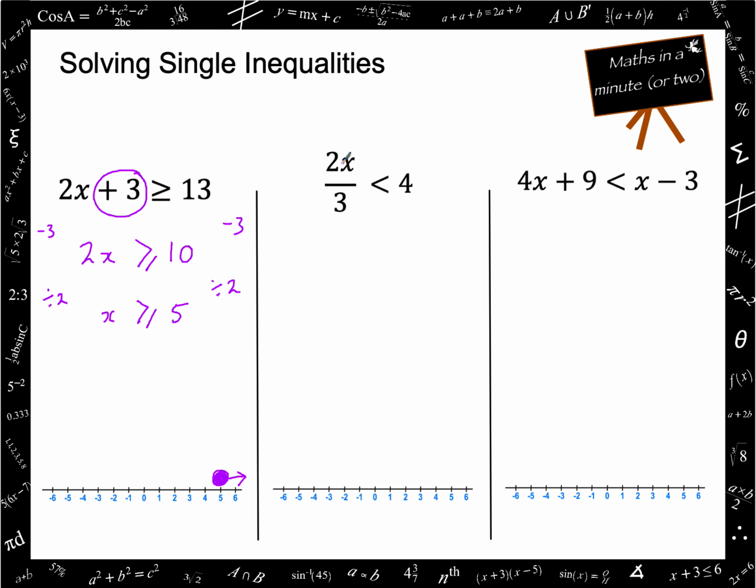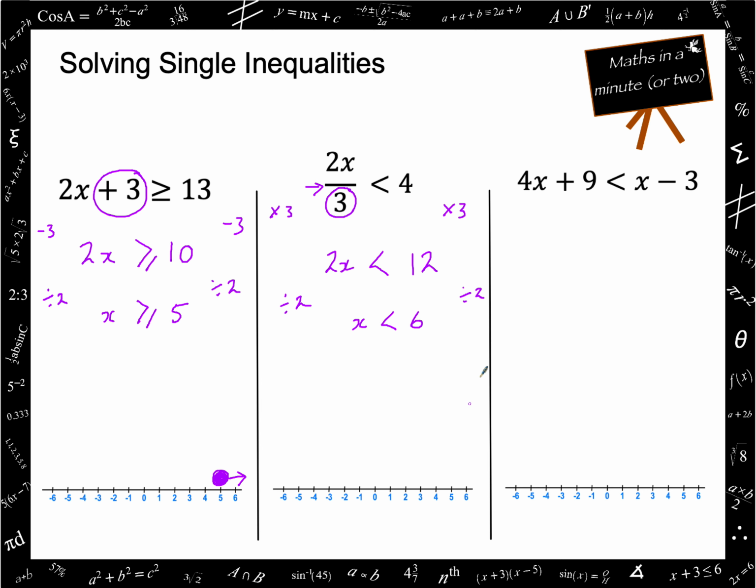Okay, on the second one we've got 2x divided by, this line here, don't forget, means divided by 3, is less than 4. So what we do here is get rid of the divide by 3. To get rid of a divide we times, so we're going to multiply both sides by 3. That means we end up with 2x, because timesing has counteracted the divide by 3, and on the right we've got 4 times 3, which is 12. Now we need to get rid of the 2 again. We're going to divide both sides by 2. That means we end up with x is less than 6.